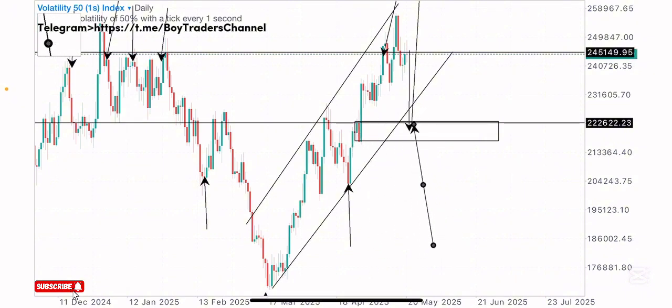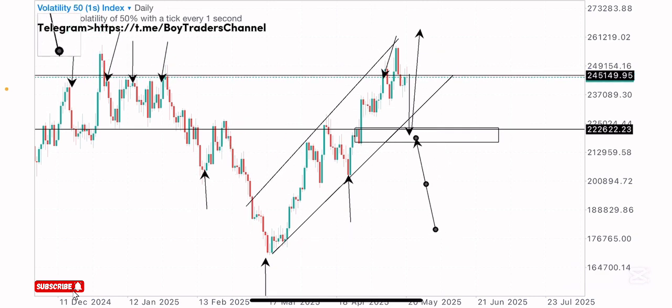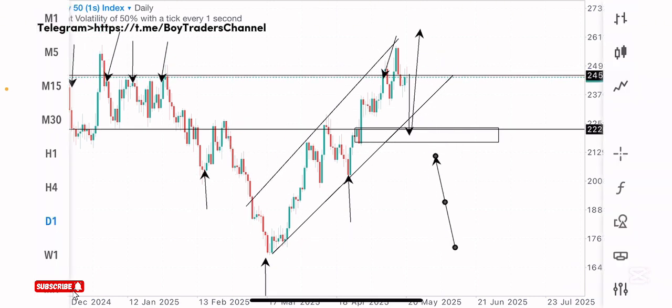So price is expected to drop into this zone, which aligns with this historical level, the neckline of this reversal pattern formation, for a long-term buy move on this index.